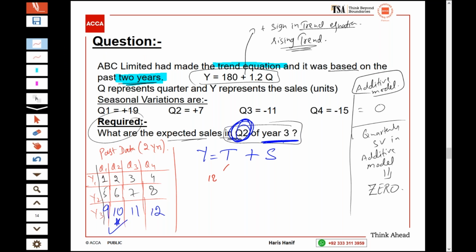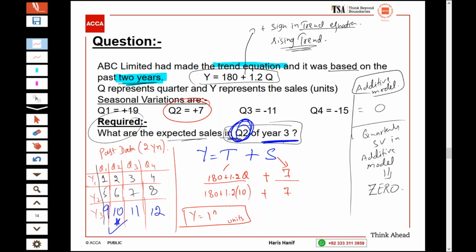T is 180 plus 1.2 q. S is, for quarter 2, 7. Now in Q, I will be placing the value 10 because it is the 10th quarter. So 180 plus 1.2 Q, in Q we are placing 10, and 7 is the seasonal variation. Now the total answer is 180 plus 1.2 multiplied by 10, that becomes 192, plus 7, that is total 199 units.